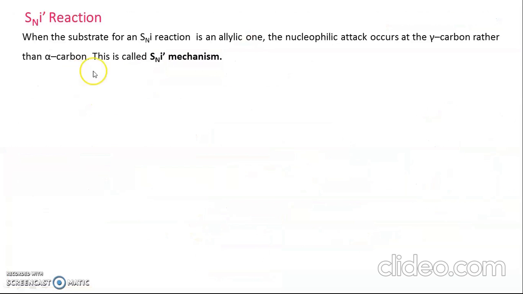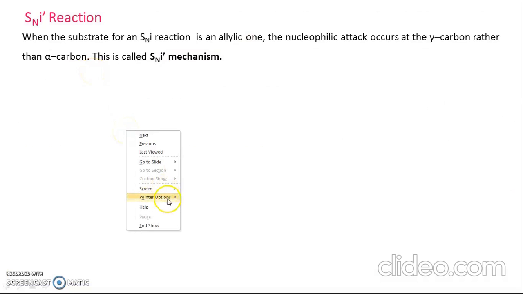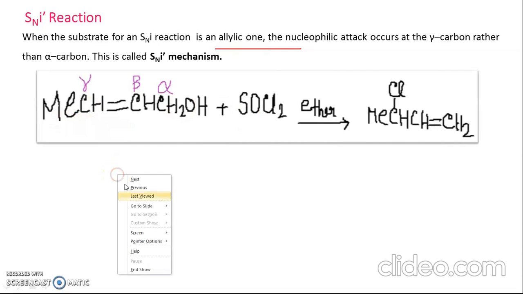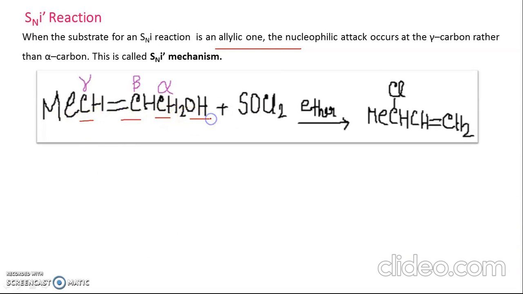Next, see what SNi prime is. In SN1 prime and SN2 prime, we have already seen in previous videos that mostly when you change the substrate to the allylic version, the prime reactions occur. The same is the case here with SNi prime: your substrate is now an allylic one. So the nucleophilic attack will occur at the gamma carbon. In this molecule you can see I have marked the carbons gamma, beta, alpha. The leaving group is attached to the alpha carbon, but in the final product the incoming nucleophile is attached to the gamma carbon. So attack occurs at the gamma carbon rather than the alpha carbon. This type of mechanism is the SNi prime mechanism.